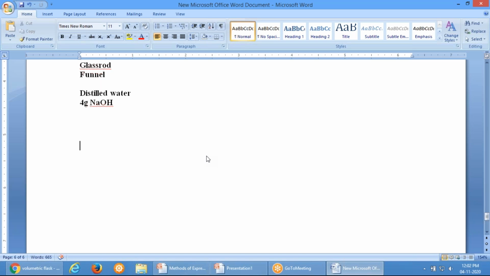Then you need to make up the volume. Make up the volume means you need to add water till the marking. Just now in the figure I showed, you see the marking, right? Till that marking only you need to fill the water, not till the neck. Complete neck you should not fill. Only till the marking you need to fill the water. Then your standard solution is ready.